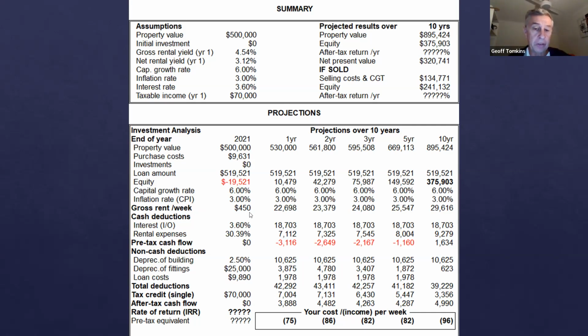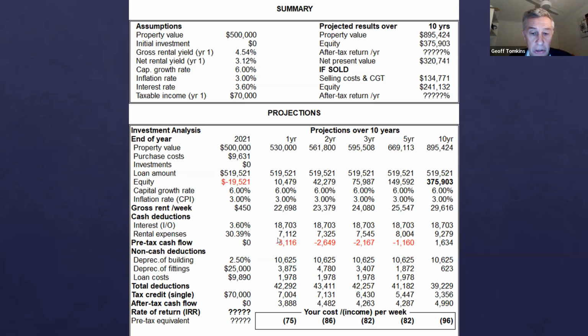So gross rent of $450 a week gives us a gross rental income of $22,698. For mortgage payments, I've allowed for an interest-only loan at 3.6%. Obviously, we're getting loans much lower than that, but we're going to see rate increases, so I've allowed a bit higher for that reason. Again, we'll tailor that. That's why it's important to have your exact figures, because it's going to vary from investor to investor and loan to loan. Mortgage payments are $18,703 per year. These are annual figures.